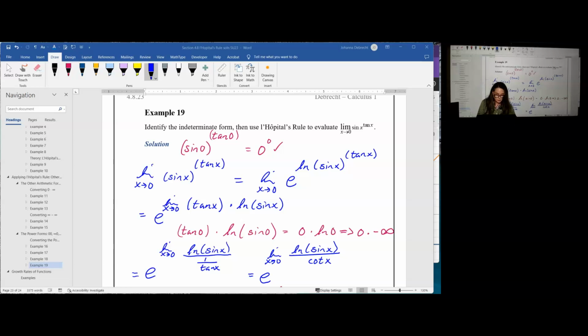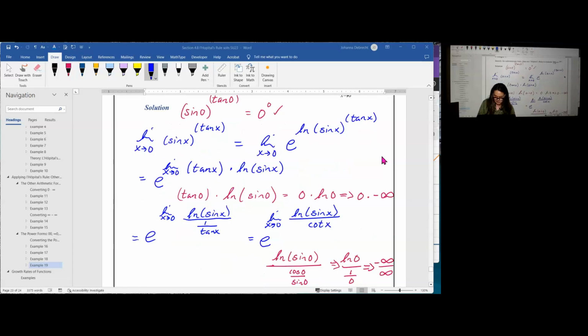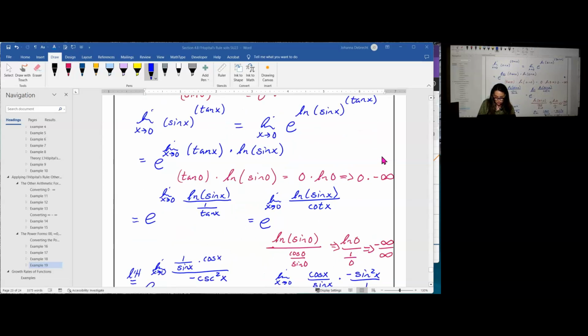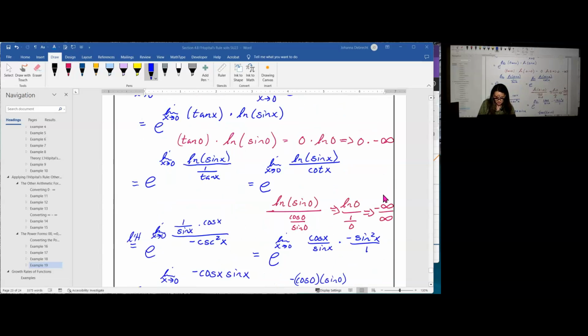Then I need to rewrite it in fraction form. We never move natural log. I leave the natural log of sine x in the numerator, and I divide by the reciprocal of tangent, 1 over tangent. But that's actually the definition of cotangent. So I replaced 1 over tangent with cotangent to make applying L'Hopital's rule simpler.